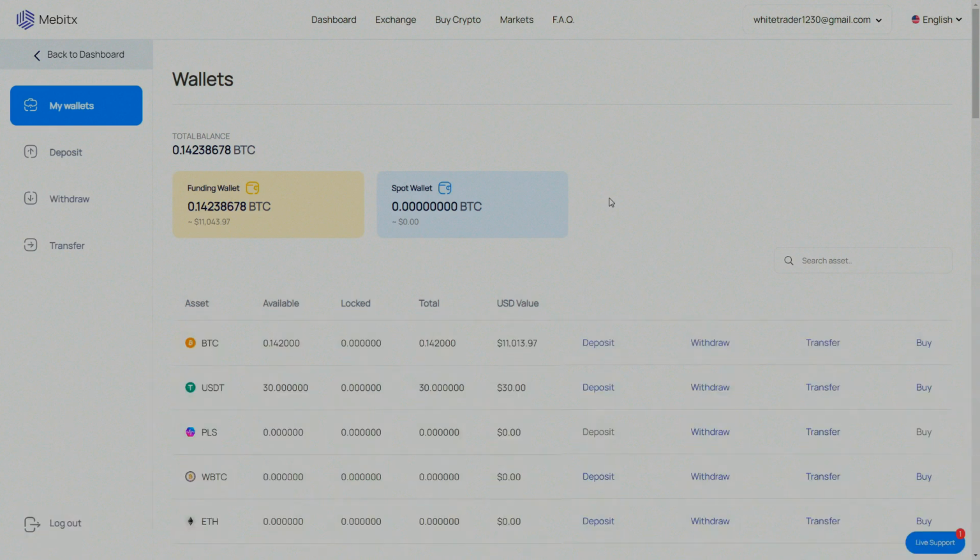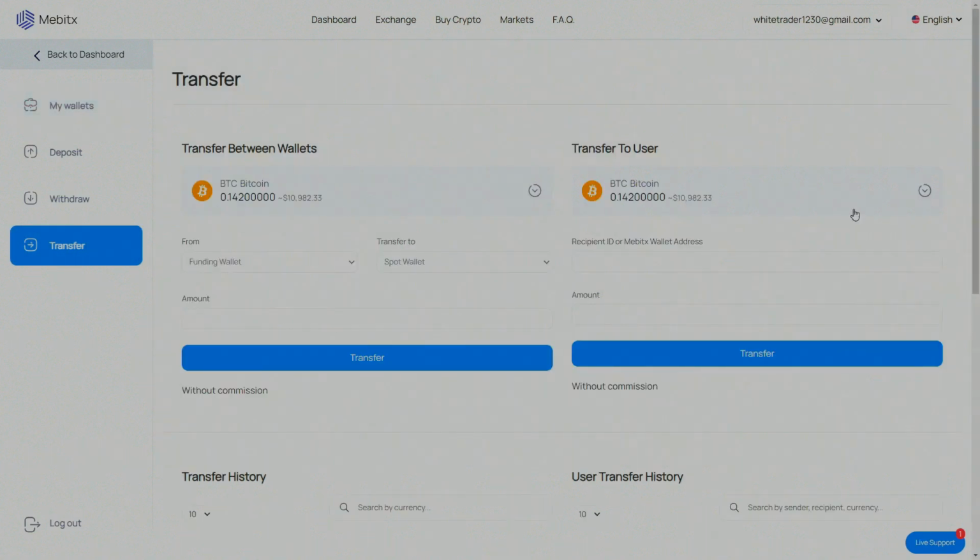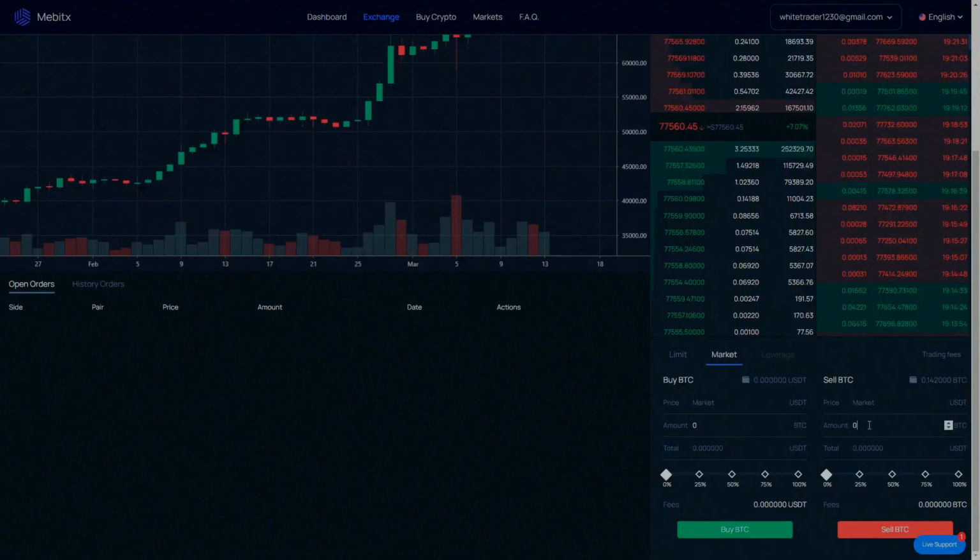I have successfully made a deposit of $10,000. I sent 0.142 Bitcoins. And as you can see, I also received a deposit bonus of 30 USDT. Now we need to transfer our Bitcoins from funding wallet to spot wallet, and after that we can sell our Bitcoins. After a successful transfer, we need to go to the exchange tab and then select market here and enter the amount of Bitcoins we want to sell and then click on the sell BTC button.